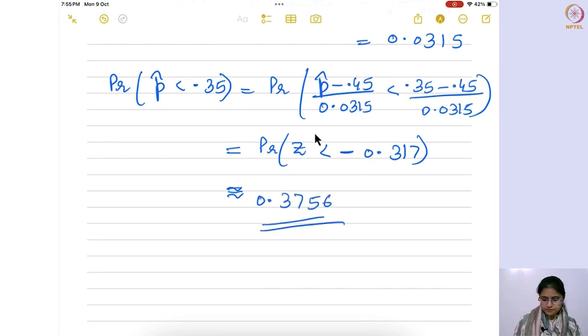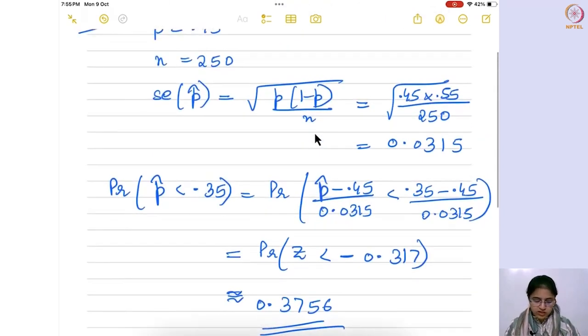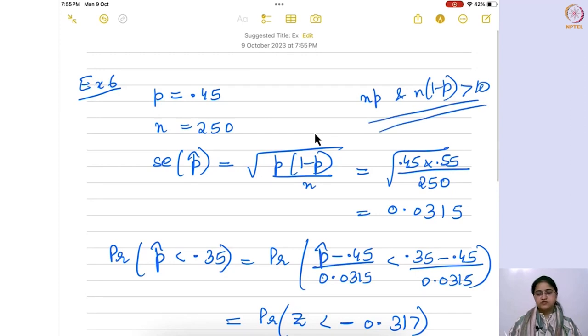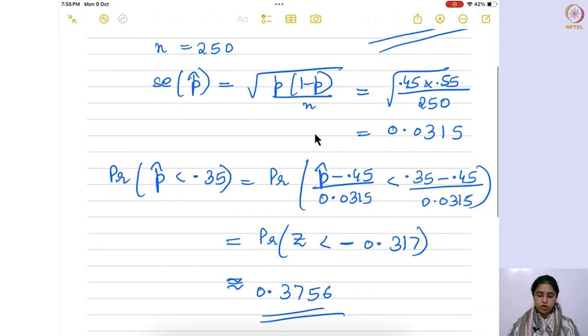So you have used the CLT and this approximation, because here np and n(1 minus p) are both greater than 10. That criteria is satisfied, which is why you were able to apply this approximation. In the binomial setup you are using the central limit theorem, and by standardizing it you are using the standard normal table. You can either look at the tables, or you can just check using some software, and you can also get these values.